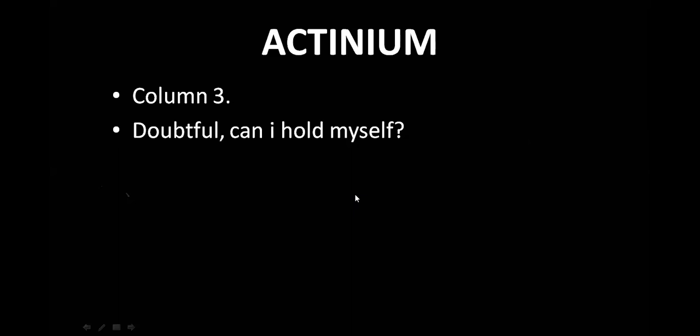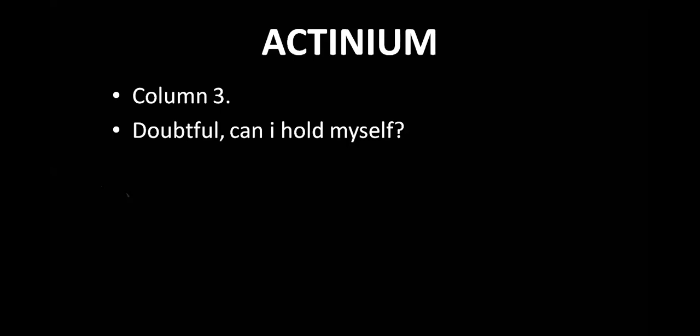Then we have actinium, which is in the third column, and the issue of the third column of all the rows is a kind of confusion. Third row is confused about his identity. Fourth row, scandium, is confused about his security. Then fifth row, third column will be confused about his creativity and talent.